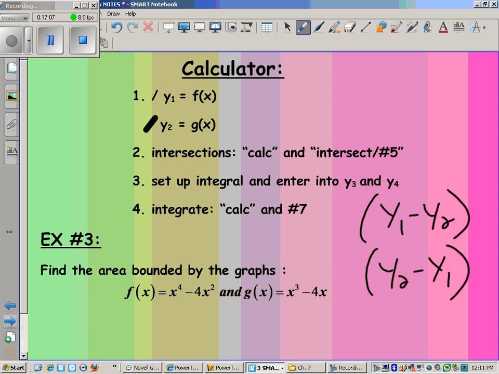And then to integrate it, you're going to do second calc number 7. But make sure you're only turning on the one you want to integrate. If you have all 4 of them turned on, it's going to do the first one, which is not going to be correct. Okay? Try that and see how that goes.